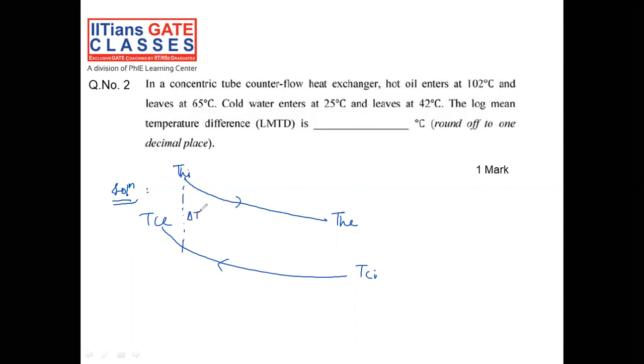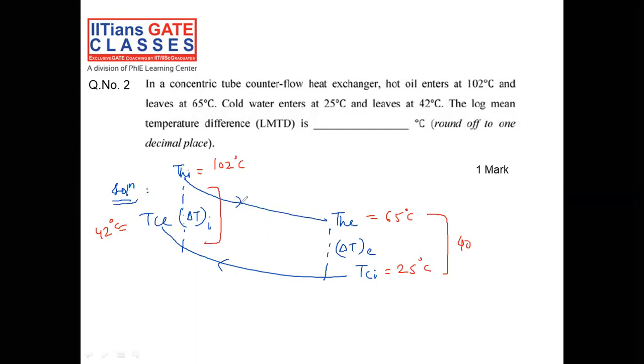So this one is nothing but delta Ti, and this difference we are calling delta Te. Now marking the temperature, Thi is given as 102 degrees centigrade and it is leaving at 65 degrees centigrade. Cold water is entering at 25 degrees centigrade and leaving at 42 degrees centigrade. So if we calculate the differences, here we have the difference of 40 and here the difference of 60. So delta T1 is 60 and delta T2 is 40 degrees centigrade.